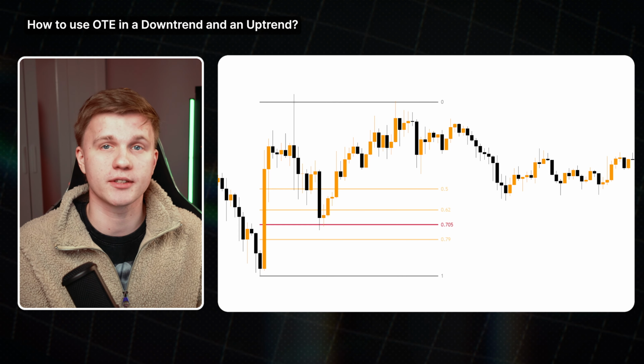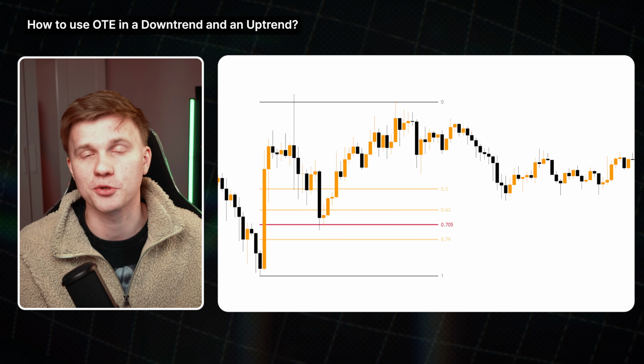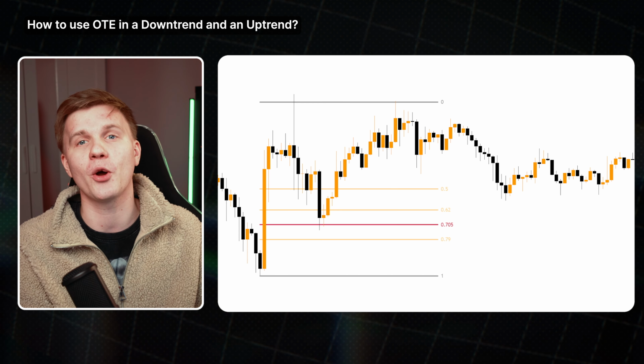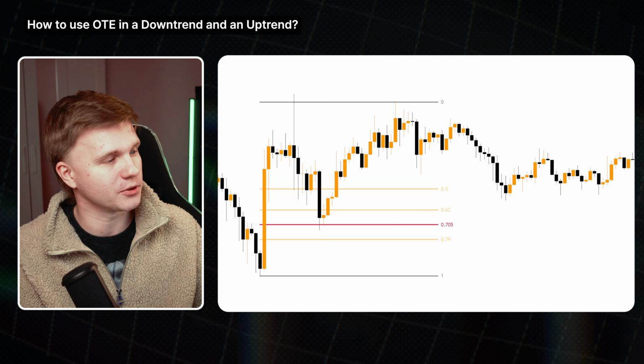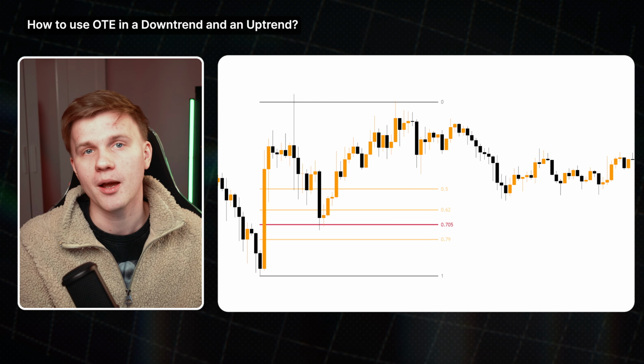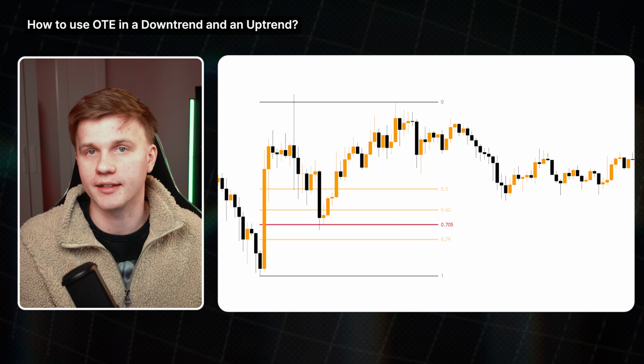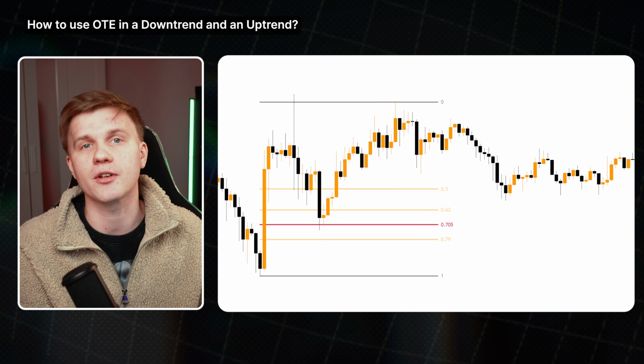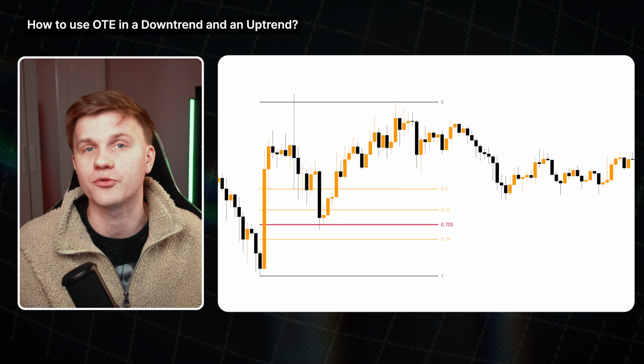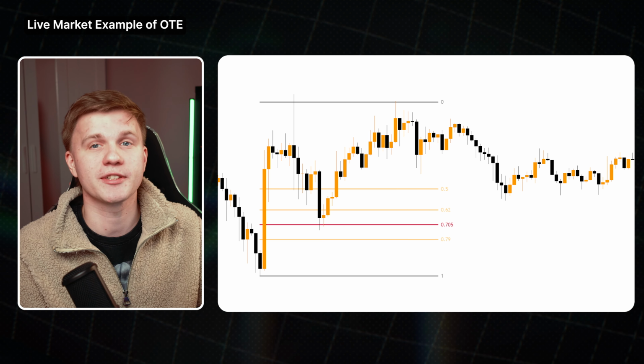And in an uptrend, the process is obviously reversed. You should draw Fibonacci levels from the swing low to the swing high. As the price pulls back, the OTE zone between the 0.618 and 0.786 levels often offers an entry point for long positions. And here is an example.